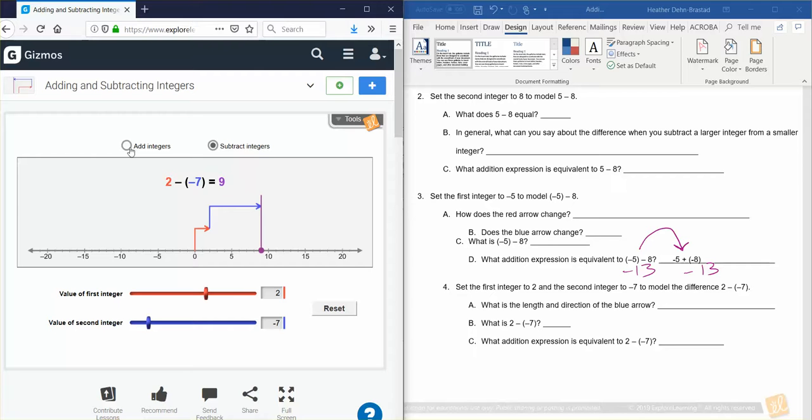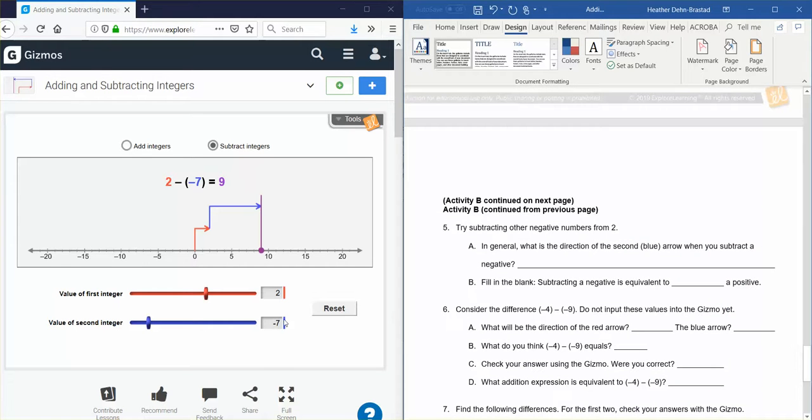Positive 9. That's the same as if we had 2 plus 7. 2 plus 7 is also equal to 9, and 2 minus negative 7 is equal to 9. So when we had a minus a negative, that was exactly the same answer as 2 plus positive 7. So our equivalent expressions are 2 minus negative 7 and 2 plus 7.